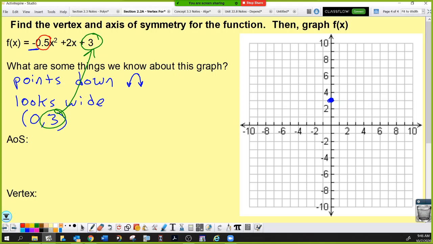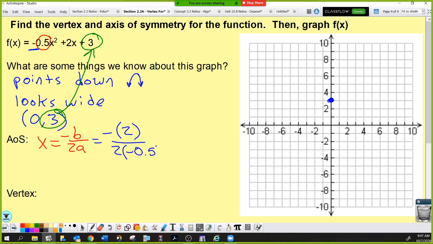Axis of symmetry. You have to use the equation x equals negative b over 2a. A few minutes ago, Michael W. asked me, so how would we use this? Well, here we go. I strongly, strongly suggest parentheses anytime you are substituting a number for a letter. Here's the negative sign that is part of the equation. The b value is the number in front of the x. The a value is the number in front of the x squared, which includes the negative sign in front of it.